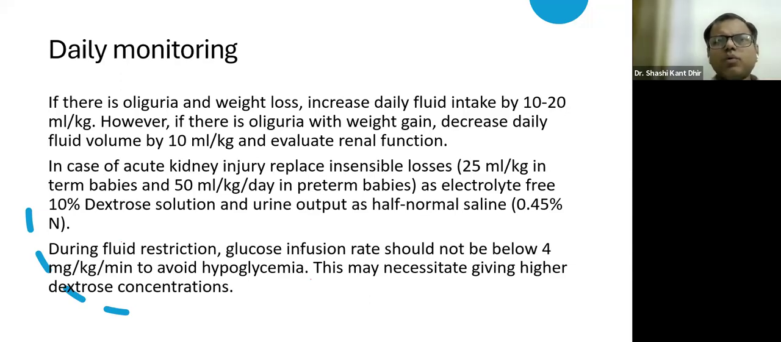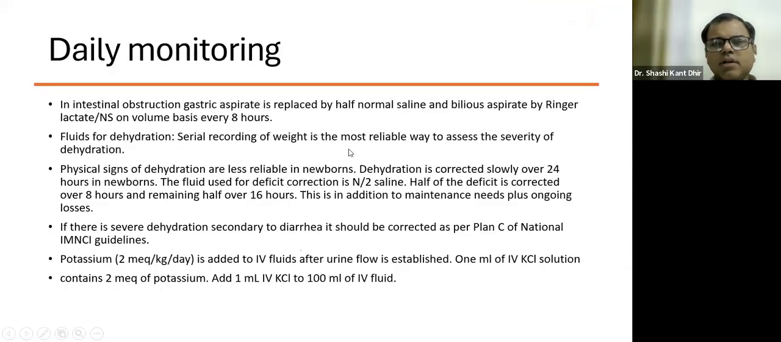If it is less than 4, then there are chances that the baby will develop hypoglycemia, right? So if the fluid requirement is less, then we have to concentrate the GIR. So we have to increase the GIR, okay? So this is also important. So if it is intestinal obstruction, then we have to replace the gastric aspirate by half normal saline. If it is bilious aspirate, then we have to give RL on volume basis every 8 hourly.